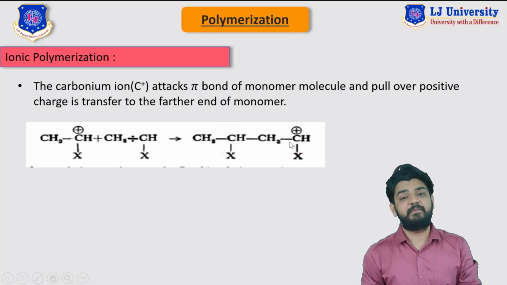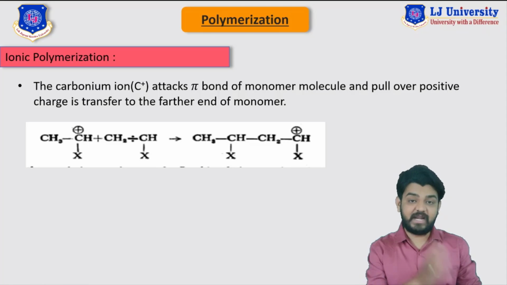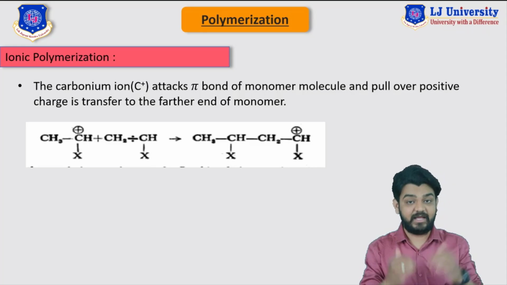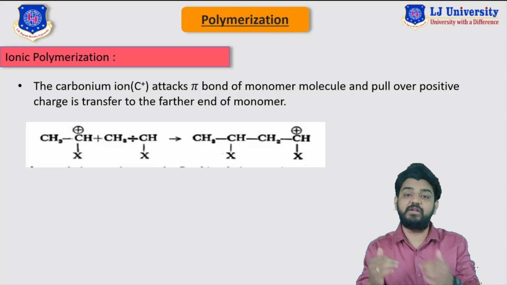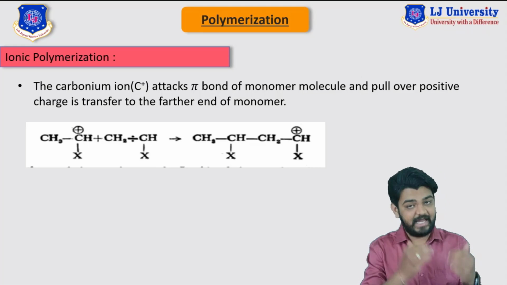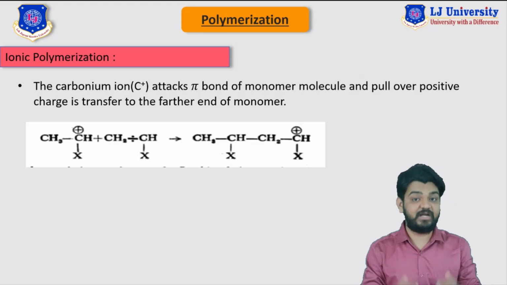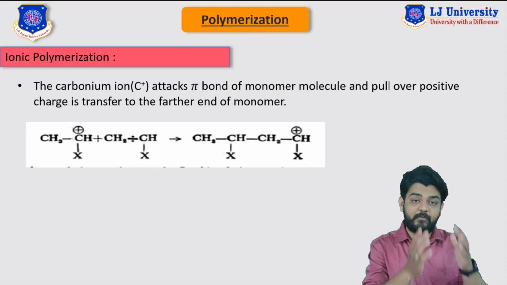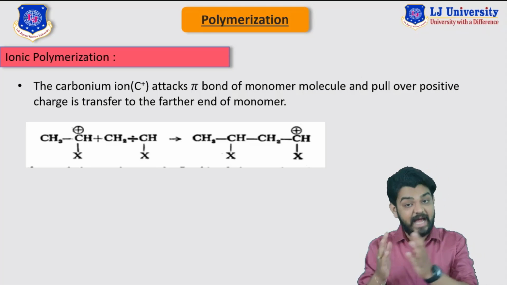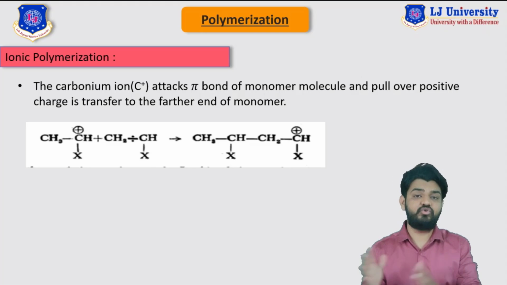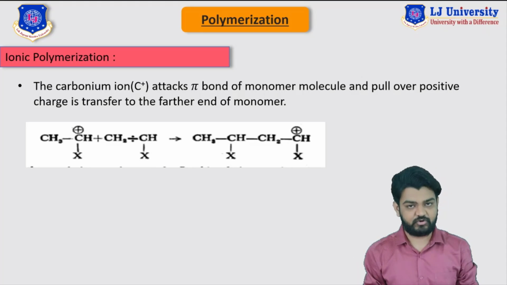Same as the previous case, where we were transferring a free radical to the last carbon, in this case we are transferring ions, that is a positive ion or a negative ion, which we call a cation or anion. So in this ionic polymerization process, we transfer ions from the initiator to the last carbon of the polymer chain. This is what we are actually going to do in this ionic polymerization process.